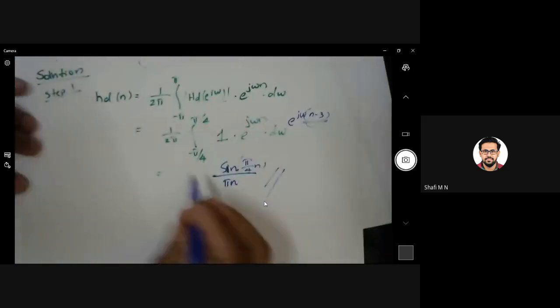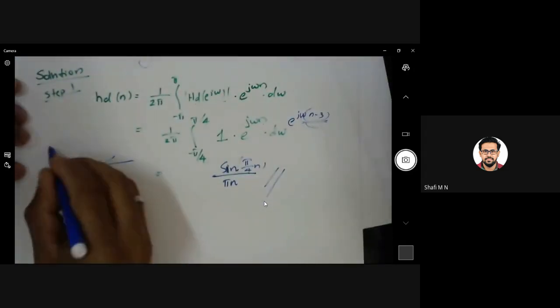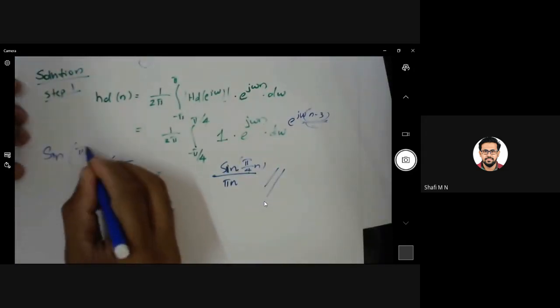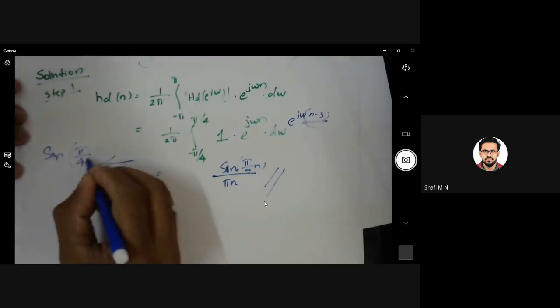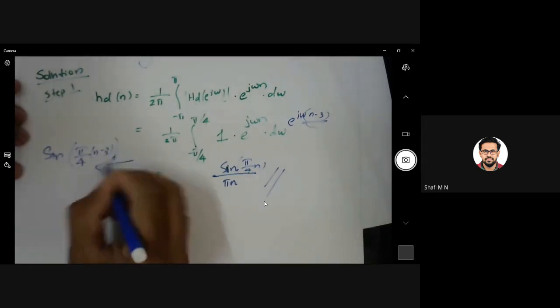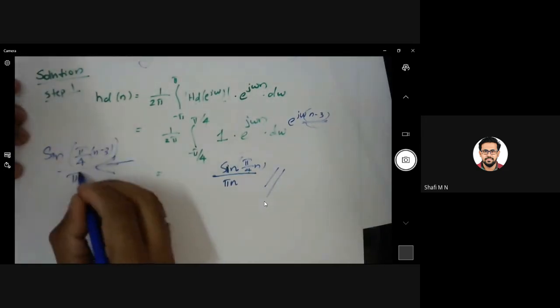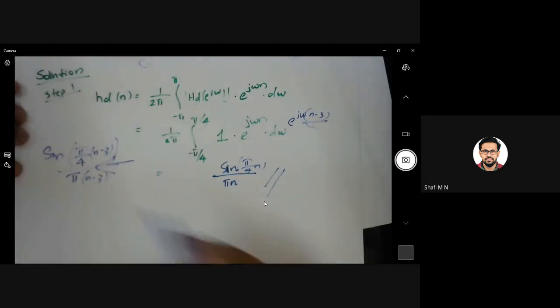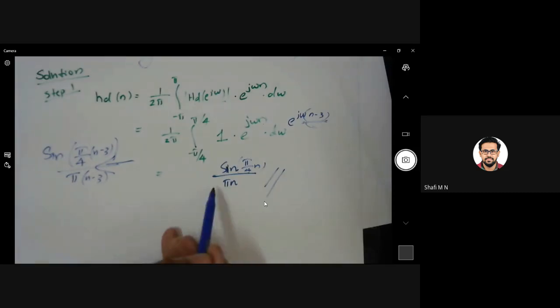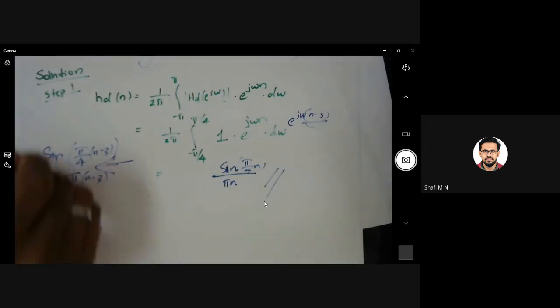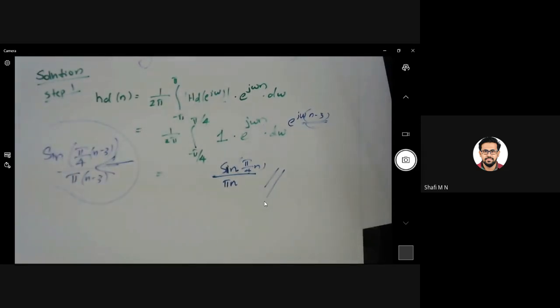ഇപ്പോൾ ഫൈനൽ ടെക്സ്റ്റിലെ പോലെ ചെയ്യുകയാണെങ്കിൽ you will get it like this, sin pi by 4 into n minus 3 divided by pi into n minus 3 എന്ന് വരും. Instead of n you will have n minus 3. കണ്ടോ? That will be the difference. So what does this imply? ഇത് തമ്മിലുള്ള വ്യത്യാസം എന്താണ്?